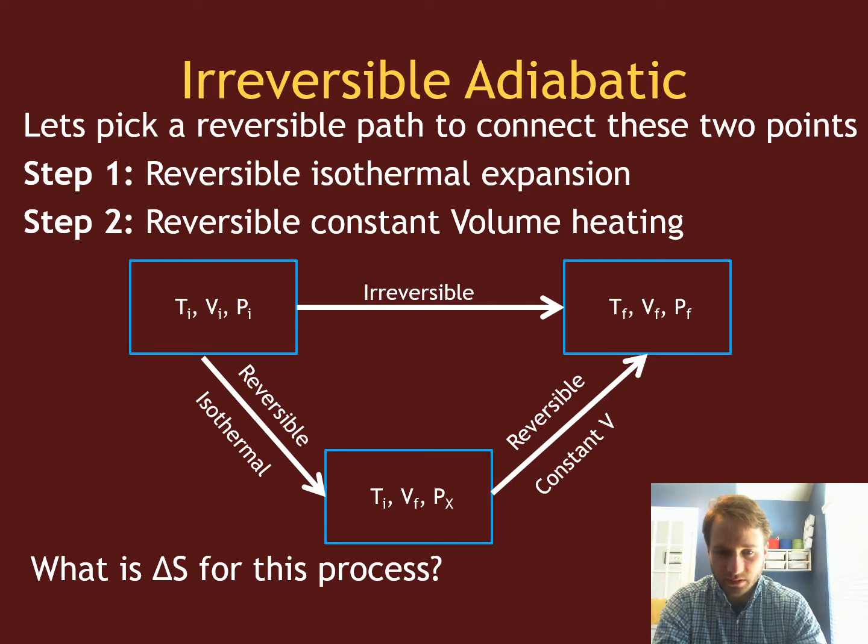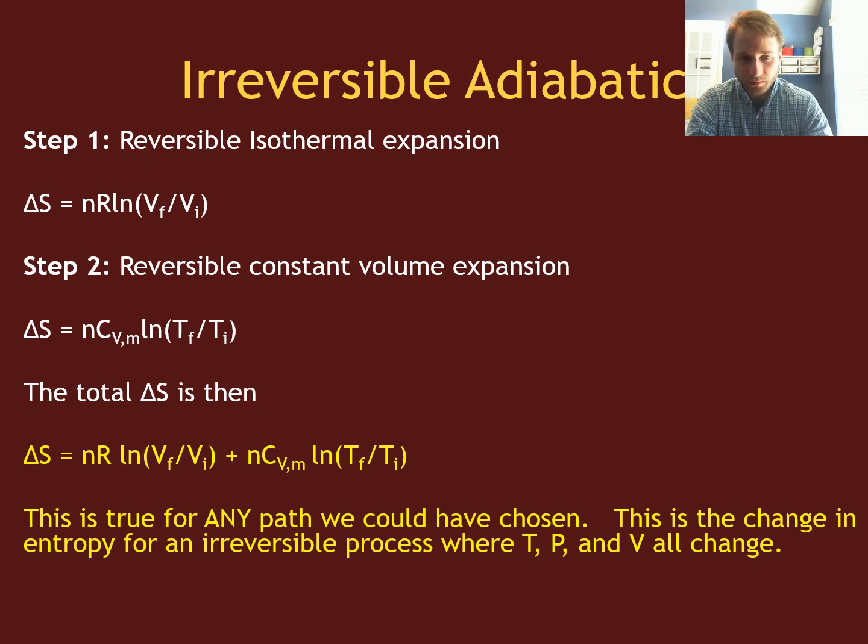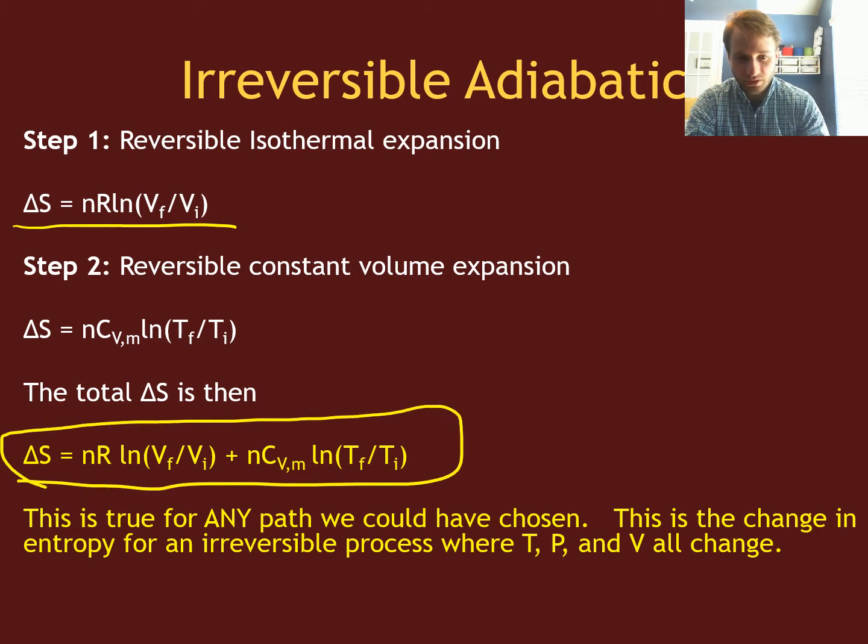volume heating. So for the reversible isothermal expansion, delta S is just NR ln V final over V initial. I'm expanding my gas from the same initial and final volumes that I did for the irreversible adiabatic expansion. And then for the reversible constant volume heating, I just do N CVM ln T final over T initial. Again, I'm going from the same initial and final temperatures as I do for the irreversible adiabatic expansion. So the total entropy change is just given by this equation down here, the sum of those two quantities.